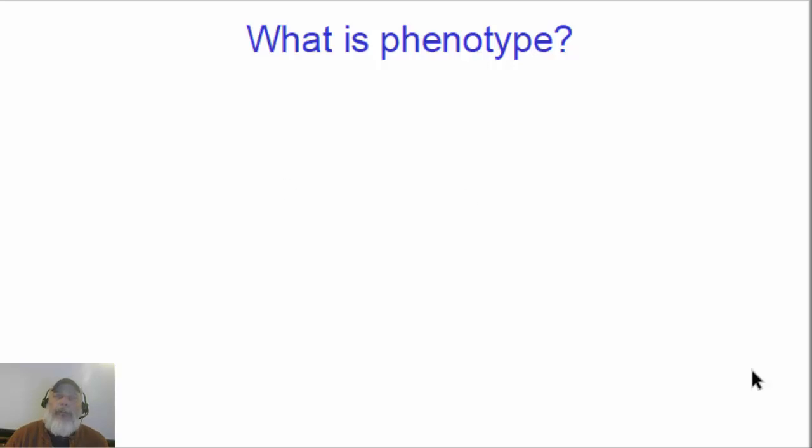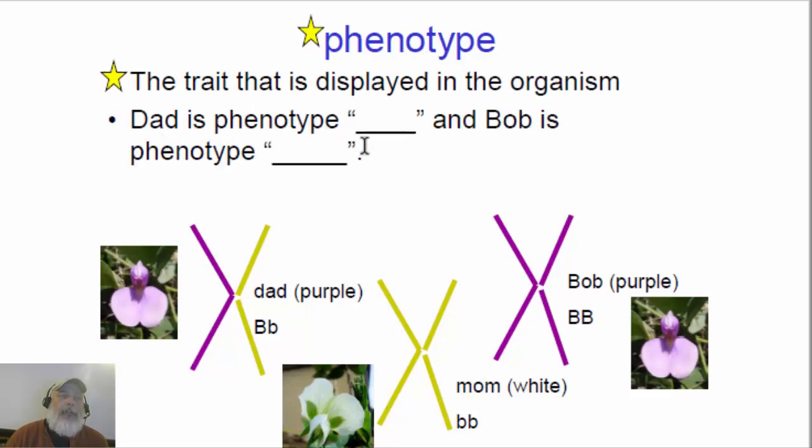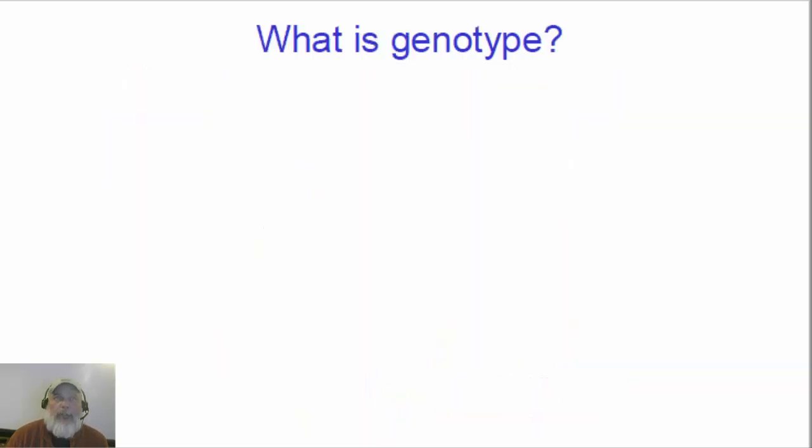Let's take a look at a new term. What is phenotype? Phenotype is defined as the trait that is displayed in the organism. So if you take a look at dad, dad is phenotype what? And here's a new flower, Bob. Bob is phenotype what? Well, take a look at it. Dad, you look at this flower color, what do we see? Well, we see that dad is a purple flower, and Bob is a purple flower. Ta-da! What about mom? Mom's phenotype is what? Yep, white. She's a white flower. You look at it, it's a white flower. There you go. That's phenotype.